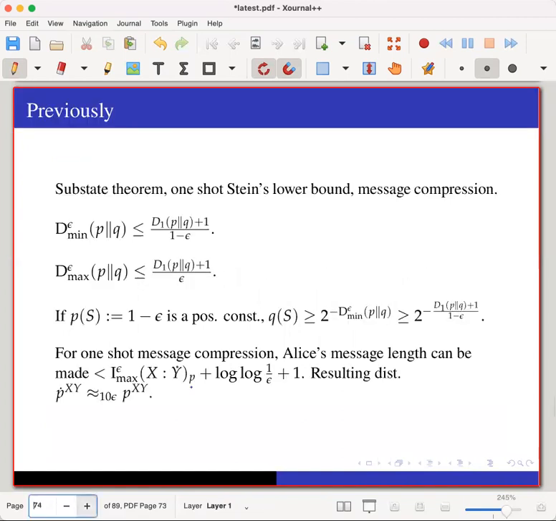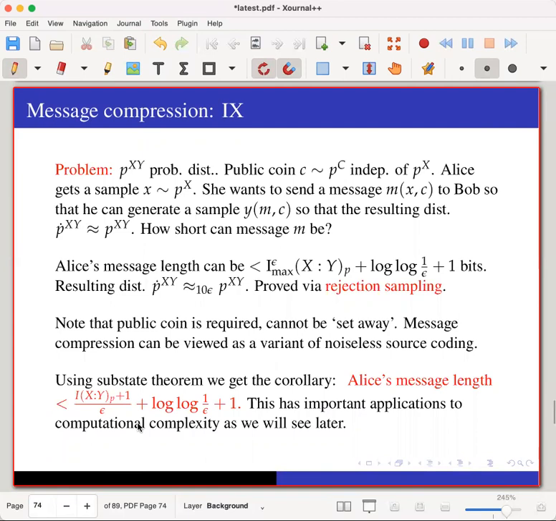So let's go on to today's topics. We are recalling the message compression problem. Recall there is an underlying probability distribution PXY on alphabets X and Y. It's a joint distribution. Now this protocol is allowed the use of public coins. The public coin C is distributed according to some distribution on the coin register.